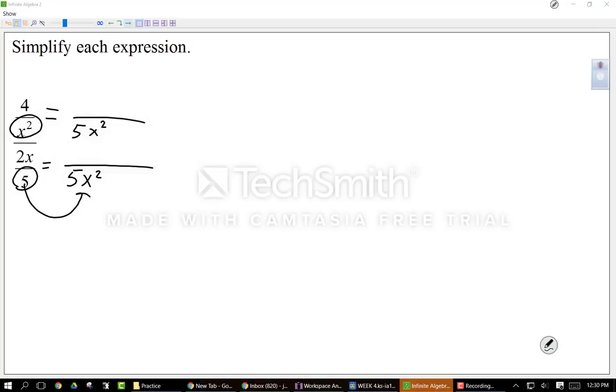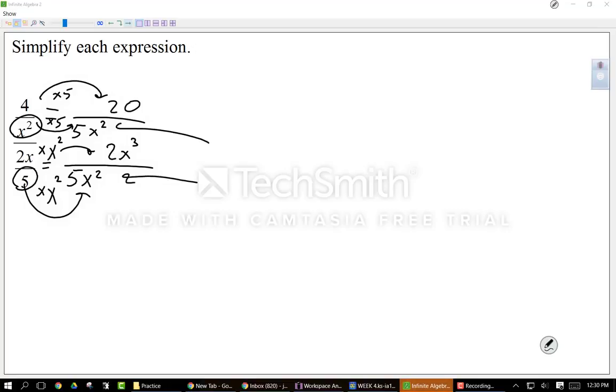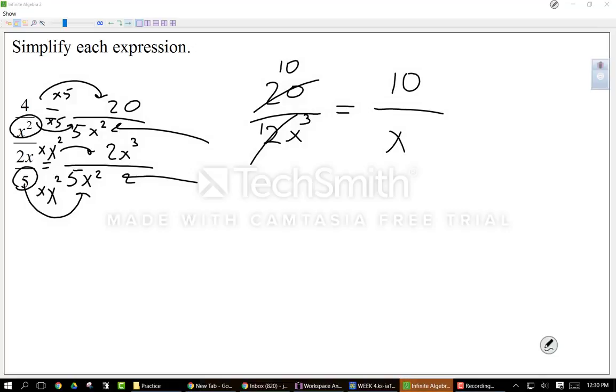5 times what is 5x squared? Times by x squared. So times this by x squared. That gives me 2x to the third power. x squared times what is 5x squared? That's times 5. So multiply the 4 by 5 to get 20. Now because my denominators are the same, I get 20 over 2x to the third. But they're both monomials, therefore I can reduce them, divide by 2. So that divide by 2 is 10, that divide by 2 is 1. So final answer is 10 over x to the third.